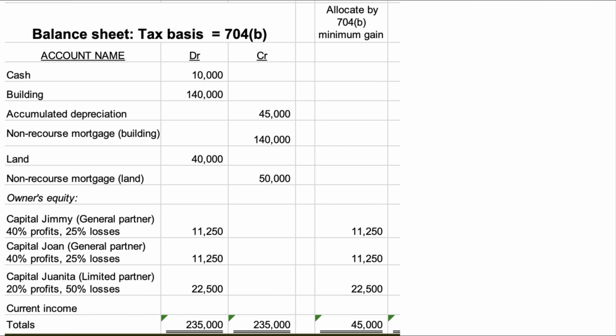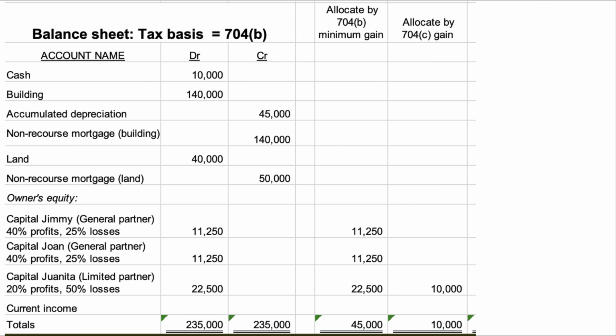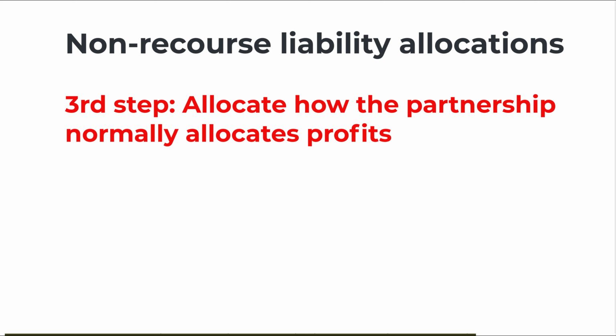The 704C minimum gain is allocated to Juanita because she's the partner who contributed the land to the partnership. So, $10,000 of non-recourse debt is allocated to Juanita in the second step. In the third step, we allocate the remaining non-recourse liabilities by however the partnership would normally allocate profits to the partners. If there was, in fact, additional 704C gain that was not 704C minimum gain, it would affect the allocation of non-recourse debt in this step.